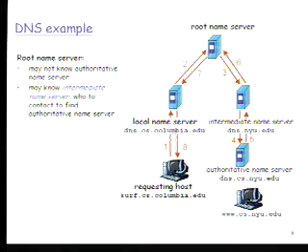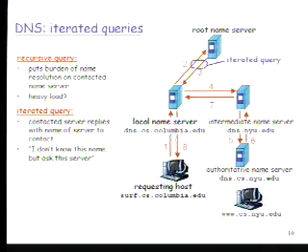It's recursive, because the local name server dns.cs.columbia.edu is getting the answer from the root name server. It's not getting the answer from dns.nyu.edu. It was not referred to some other name server. It asked the name server a question and it got the final answer. Iterated queries look like this. You are just referred to the next name server which is most likely to have the right answer.